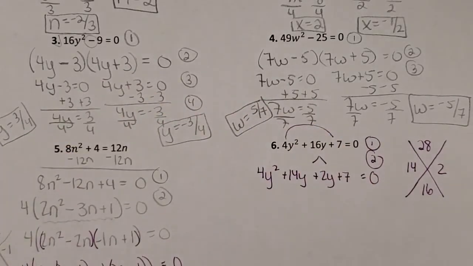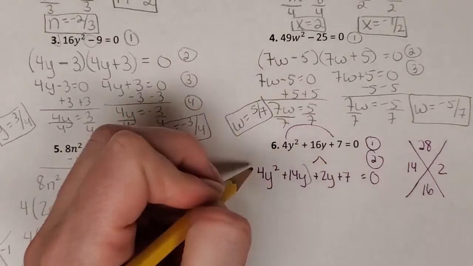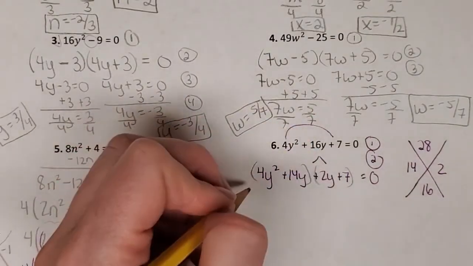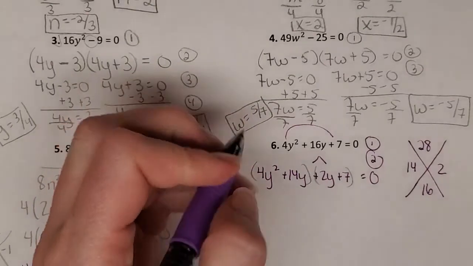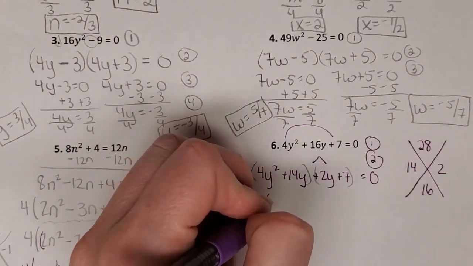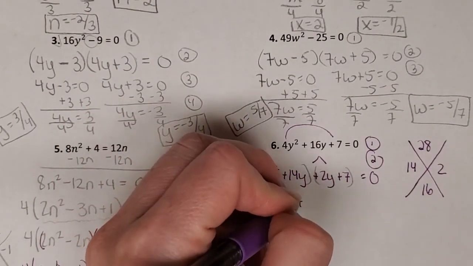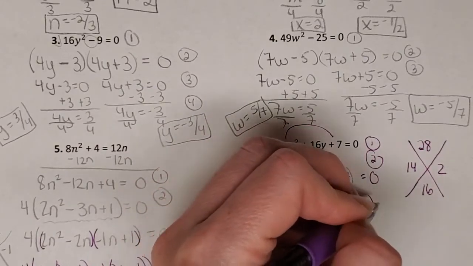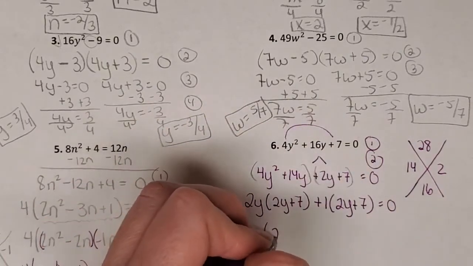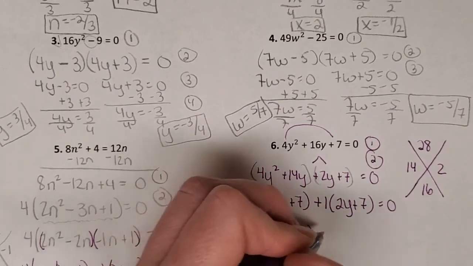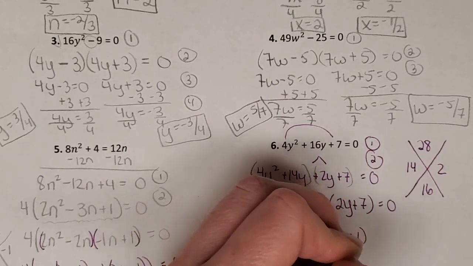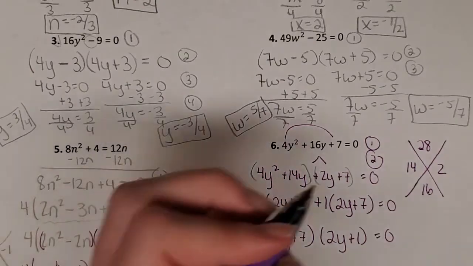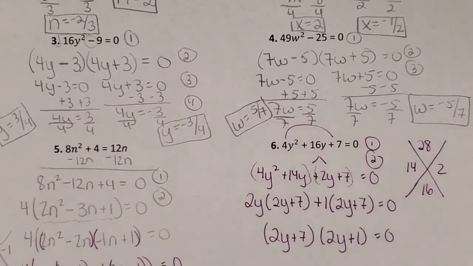And then we're going to group. First 2, last 2, GCF. Here is 2y. And we get 2y plus 7. Over here the GCF is 1. And then we have 2y plus 7 and 2y plus 1. So now we have step 2 done.